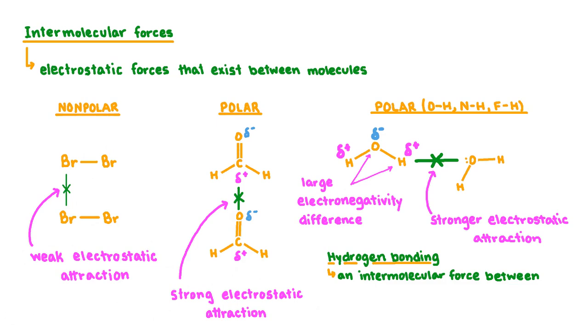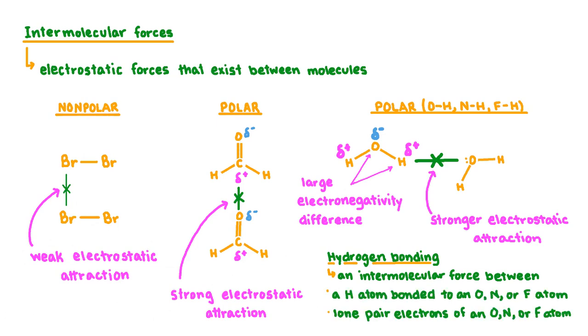This very strong electrostatic attraction is called hydrogen bonding and exists between a hydrogen bond donor, a molecule with a hydrogen atom bonded to an oxygen, nitrogen, or fluorine atom, and a hydrogen bond acceptor, a molecule that contains an oxygen, nitrogen, or fluorine atom with lone pair electrons.